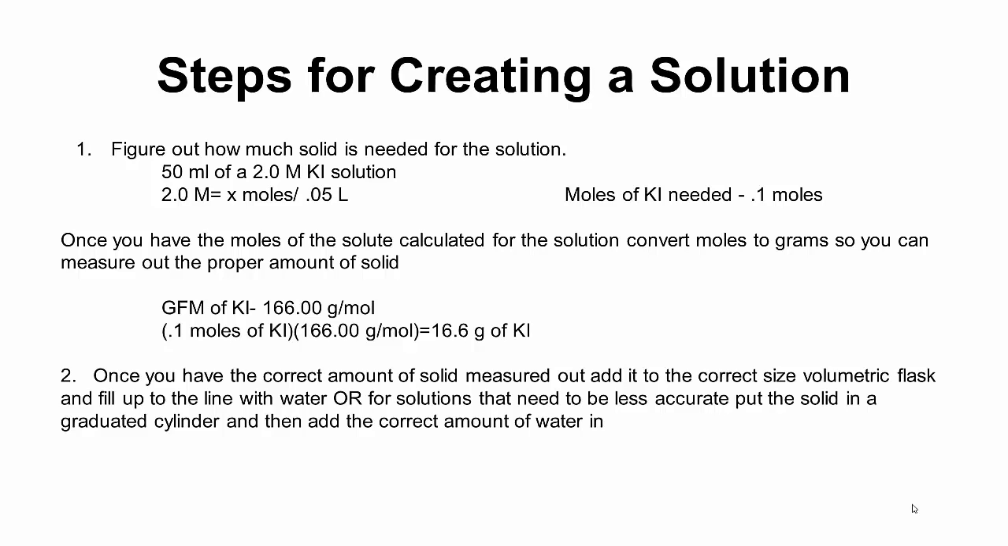To physically make the solution, use a correctly sized volumetric flask, in this case 50 milliliters. Add 16.6 grams of potassium iodide to the volumetric flask, and then fill the flask with water and mix thoroughly. If you do not need to be this accurate, you can use a graduated cylinder. Remember to put the solid in first.